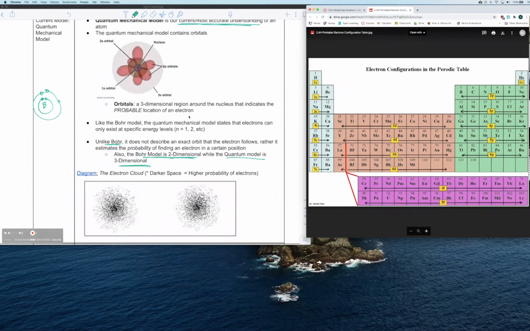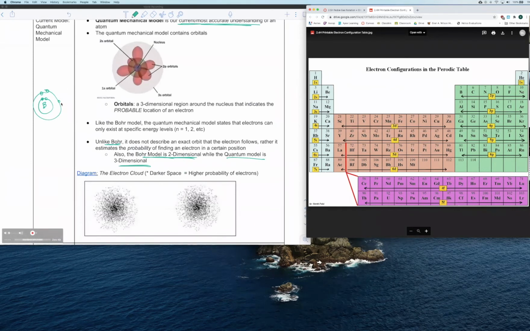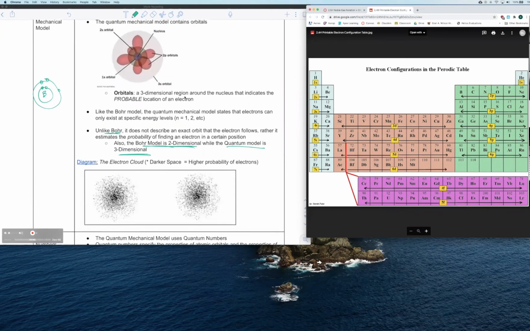And the reason why this works is because I think of electrons as little flies that always just buzz around. They don't stay in one place. They're moving around not only in a circle, but in this general area, just moving about all the time. So the orbitals are the three-dimensional region around the nucleus that indicates the probable location of an electron. So it indicates where an electron is most likely going to be.